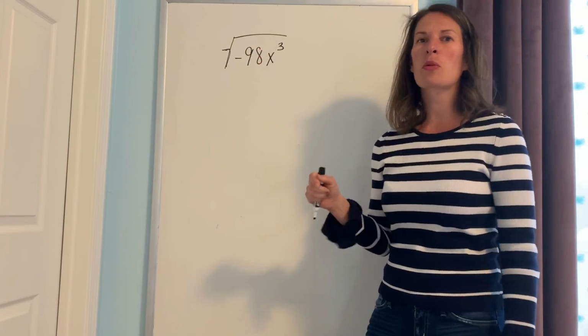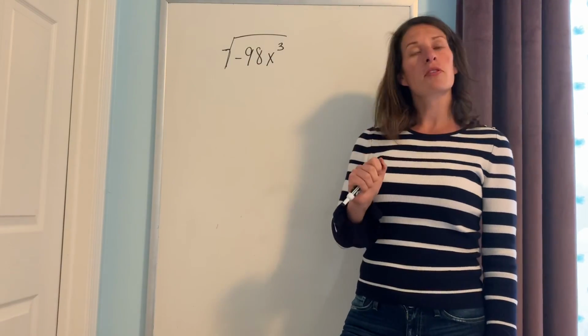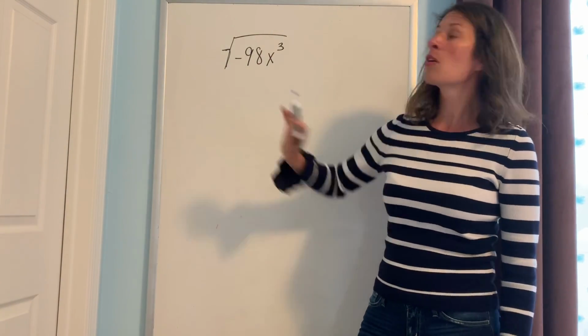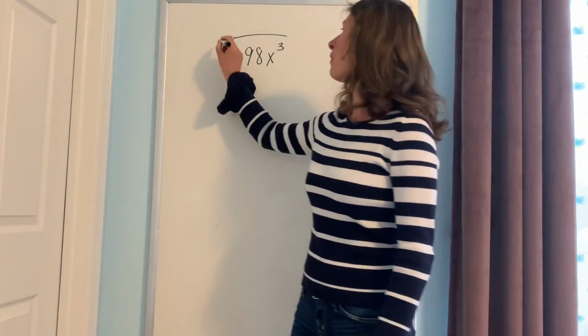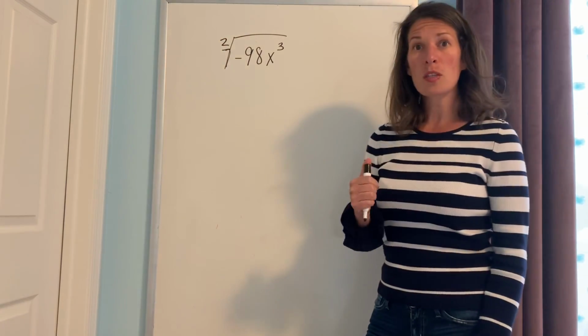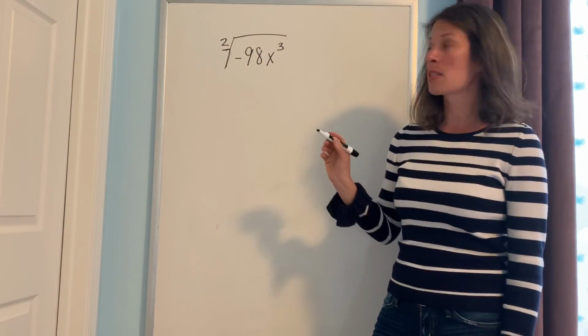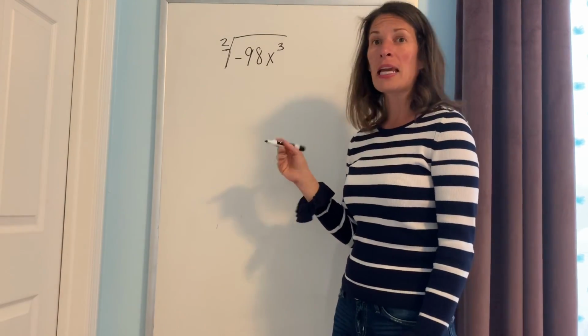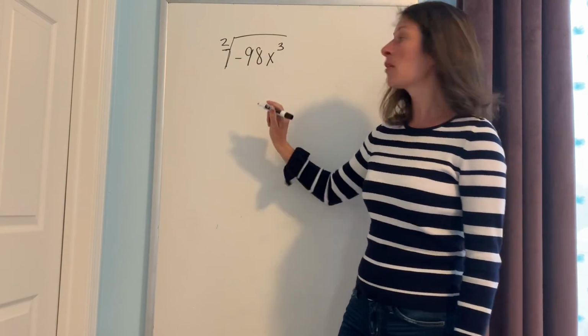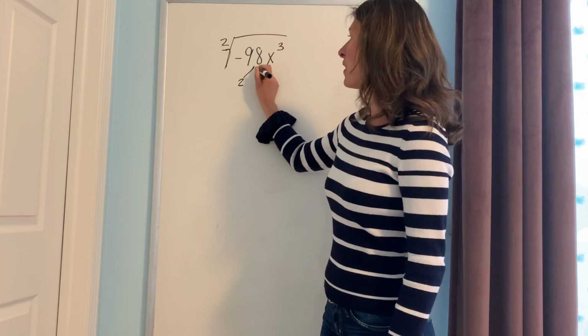So the first problem we're going to work on is the square root of negative 98x cubed. Remember, when I don't see an index number there, it's a 2. So we have to break this down. We have to break down our 98 and we have to break down the x cubed. So we're going to break down the 98. 98 is an even number, which means that I know that it can be divided by 2.